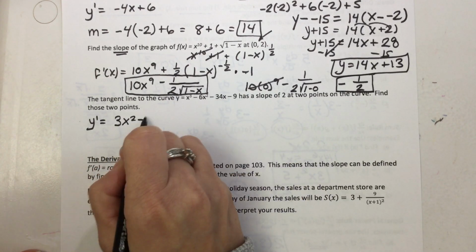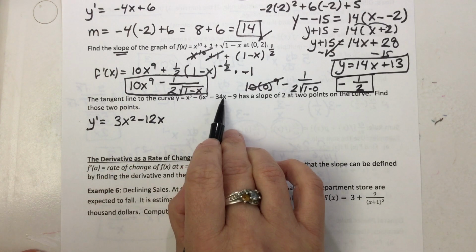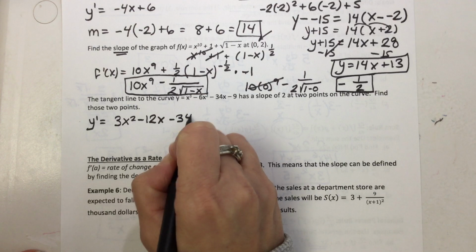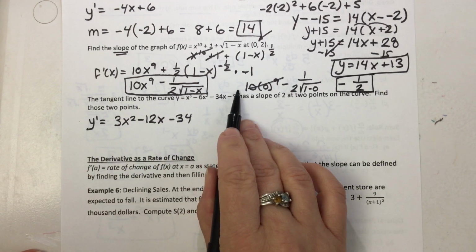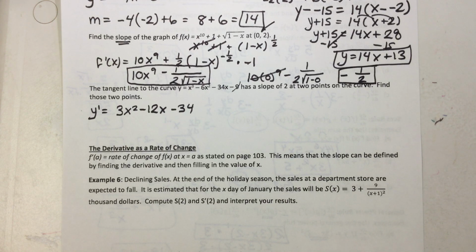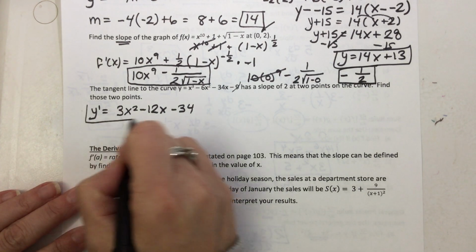2 times negative 6 is negative 12x. Negative 34x, this would have a 1. 1 times negative 34 is negative 34. I would no longer have any x's. The derivative of the constant, negative 9, is 0. So here's the derivative.